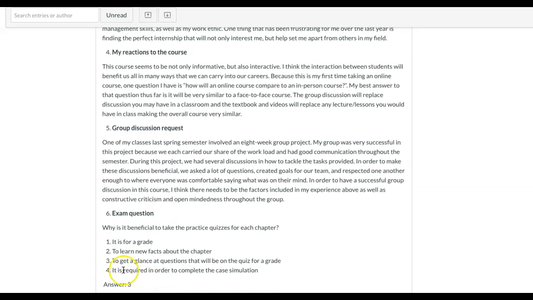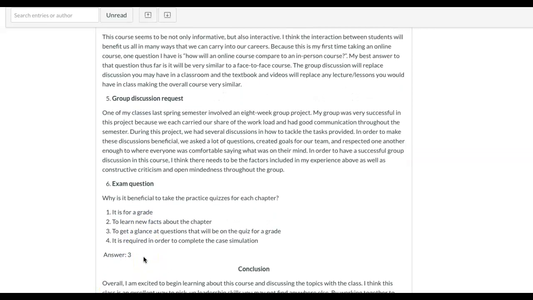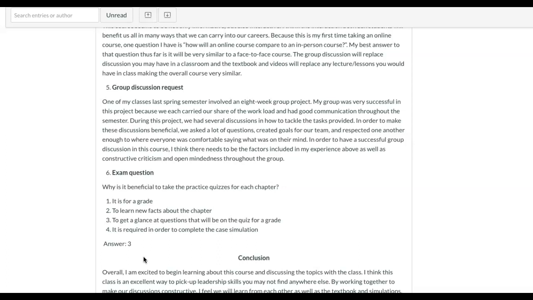It's important to include the answer because then that makes this a review for everyone reading. Now they could have placed number 3 in bold to indicate that's the answer, but they wrote answer 3, but you want to make sure you have the answer. And then they have a conclusion that they wrote.